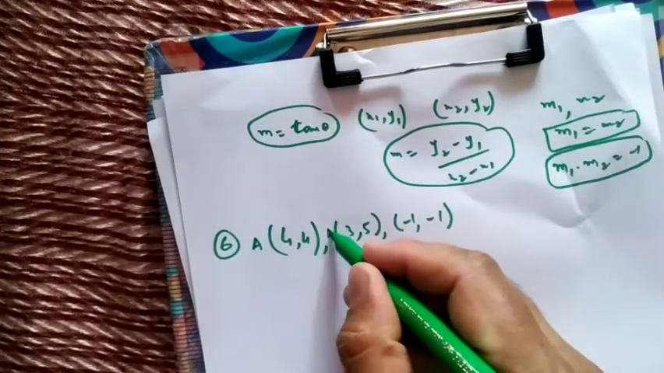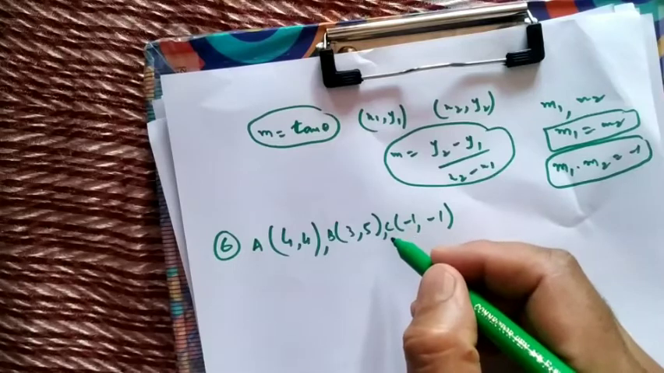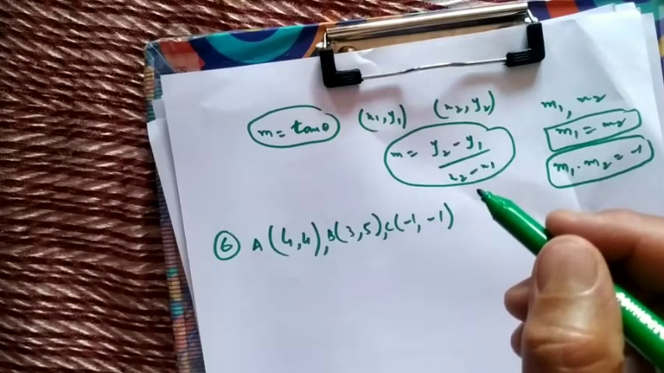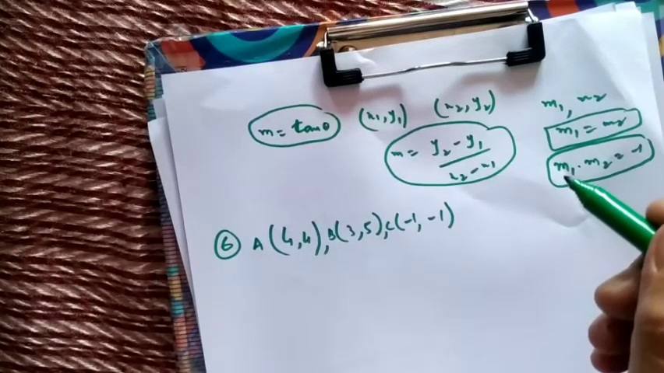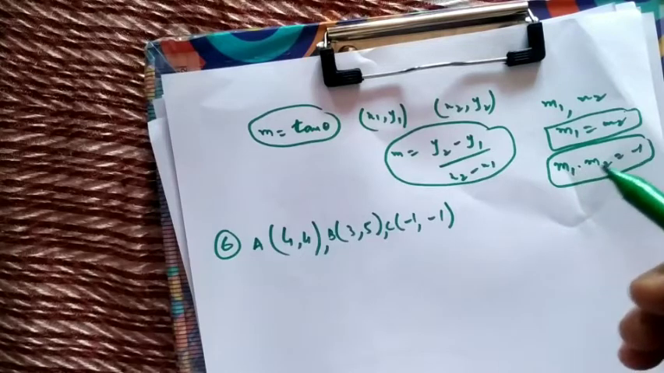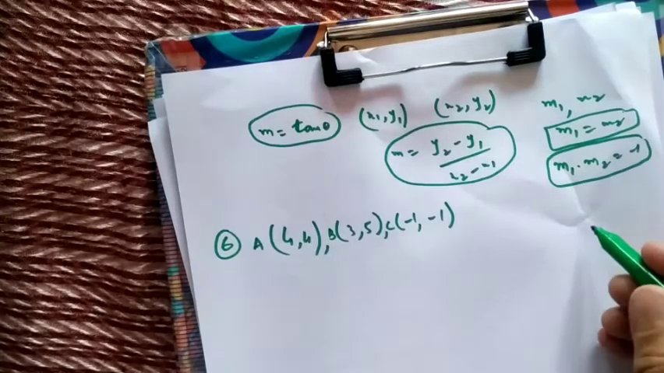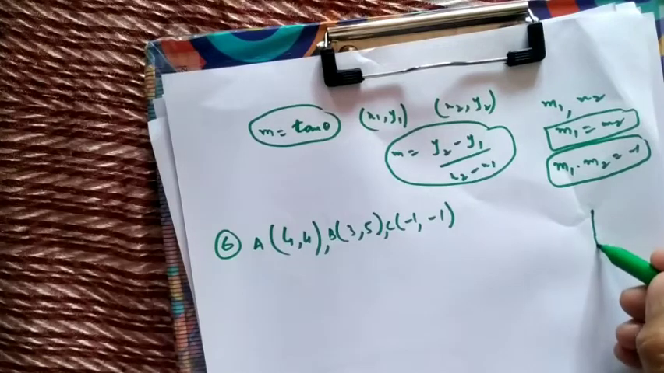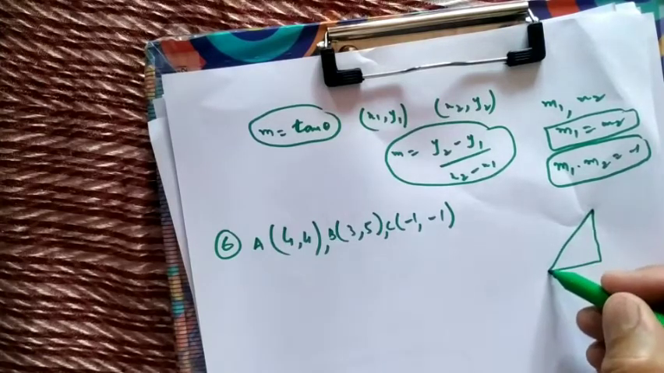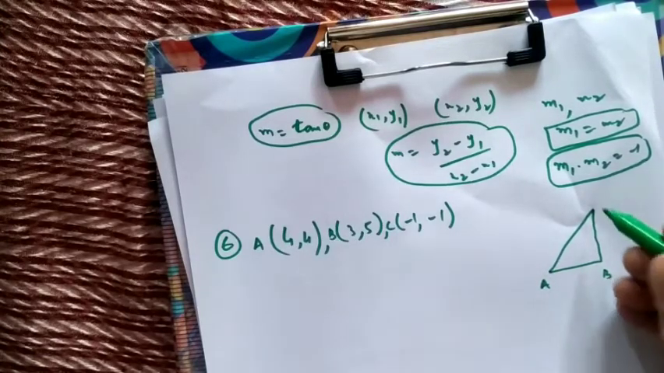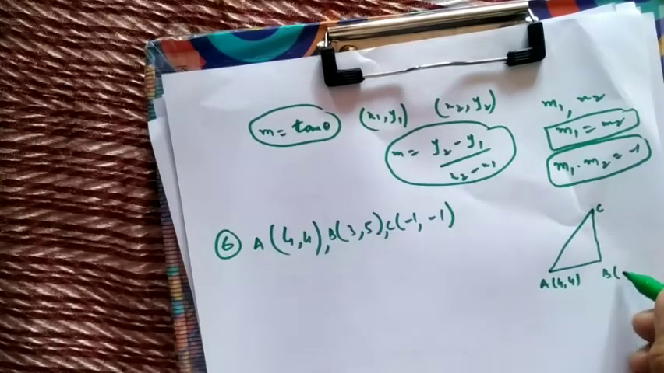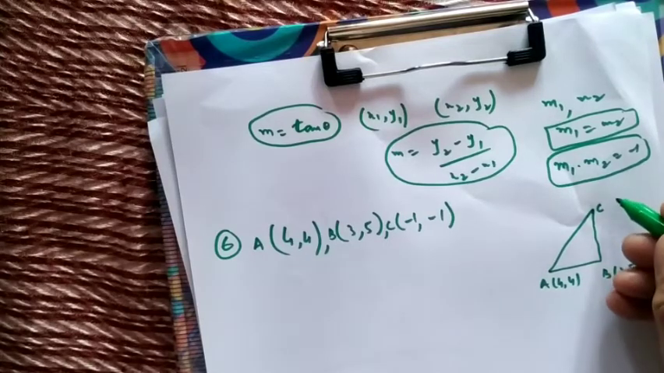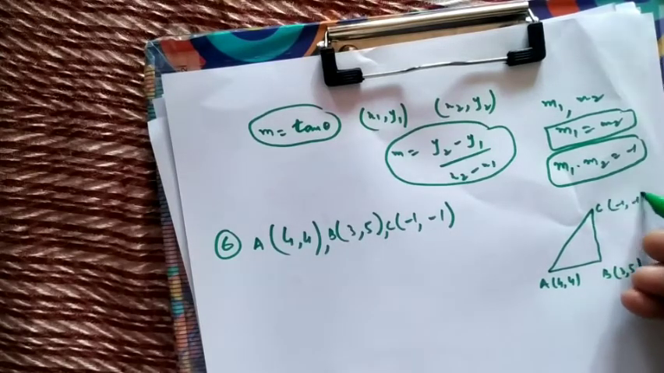It is A, it is B, it is C. ठीक है, means we have to show these 3 points are the vertices of a right angle triangle. तो बेटा we will try to find the slope of AB and slope of BC. Because suppose ये 3 vertices हैं, it is A, B and C. A is 4, 4 for example, B is 3, 5 and C is -1, -1.